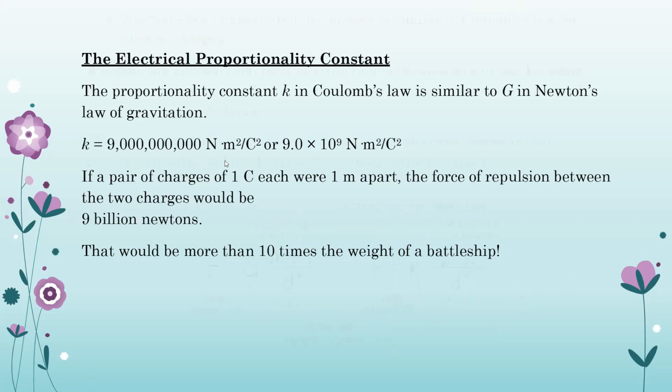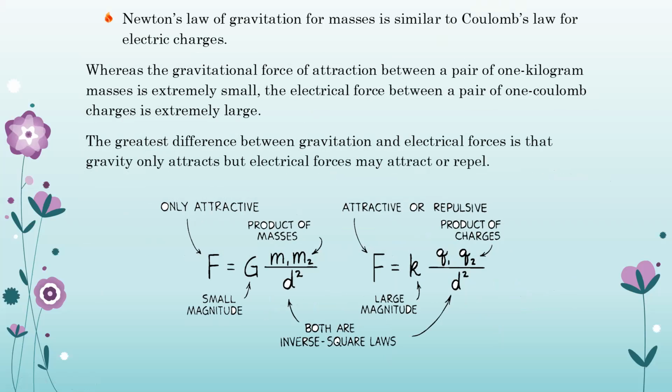Now, at the beginning we said that Newton's law of gravitation is like Coulomb's law. They are similar in some things, but there are also some differences between them. Let's compare and contrast them. Newton's law of gravitation for masses is similar to Coulomb's law for electrical charge. Look at these two formulas down here. The first one is for Newton's law, and the second one is for the electrical charge.